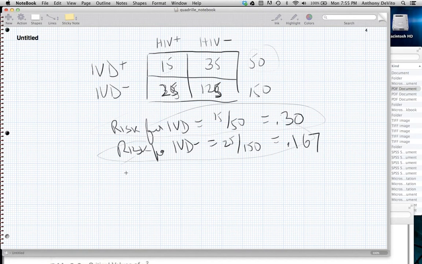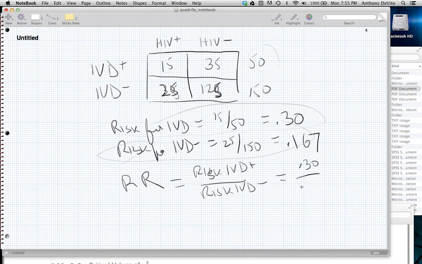So I'm going to invent another term now called relative risk. Sometimes you call that risk ratio. The relative risk is going to be equal to the risk for IV drug users over the risk for people that don't use IV drugs. Okay, what's that going to be? That's going to be 0.30 over 0.167.